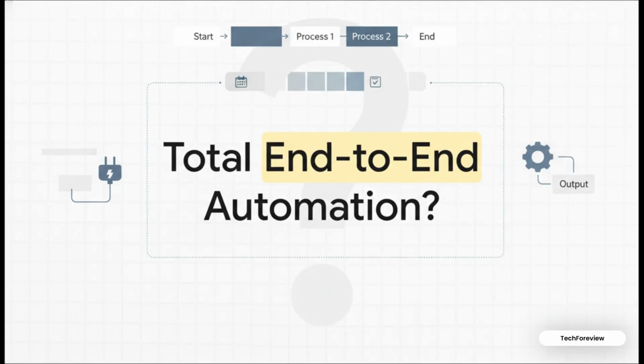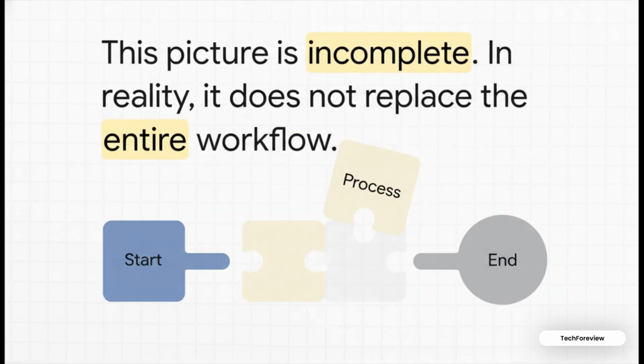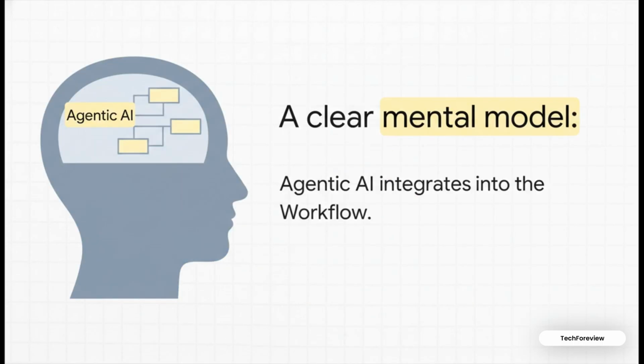Yeah, the picture a lot of us have in our heads is this, a system that just takes over an entire process, from the very beginning to the very end, handling every single step without any help. But that idea of complete replacement, it's just not the full picture. When you look at how it works in the real world, Agentic AI actually plays a much more specific, more targeted role.